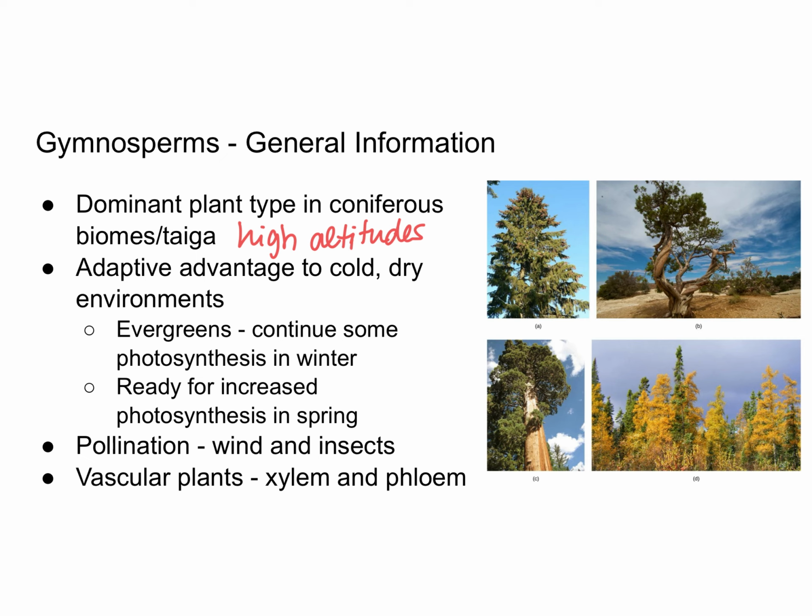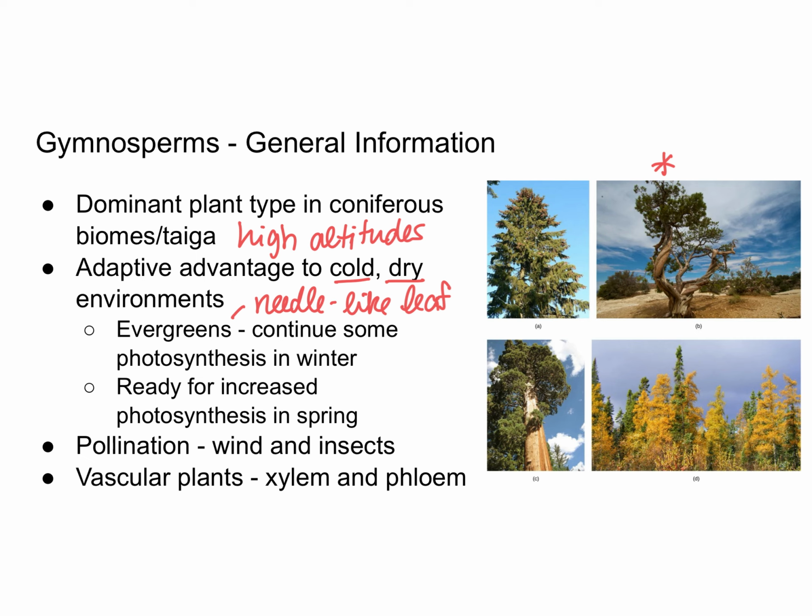Gymnosperms are adapted to survive in cold, dry environments. Some of the adaptations include that they are often evergreens. So a lot of gymnosperms are evergreens, as you can see in this picture over here. And an evergreen is a plant that keeps its leaves year-round. So it's a tree that keeps its leaves year-round. And in this case, the leaves are usually a needle-like leaf. For example, a pine needle.